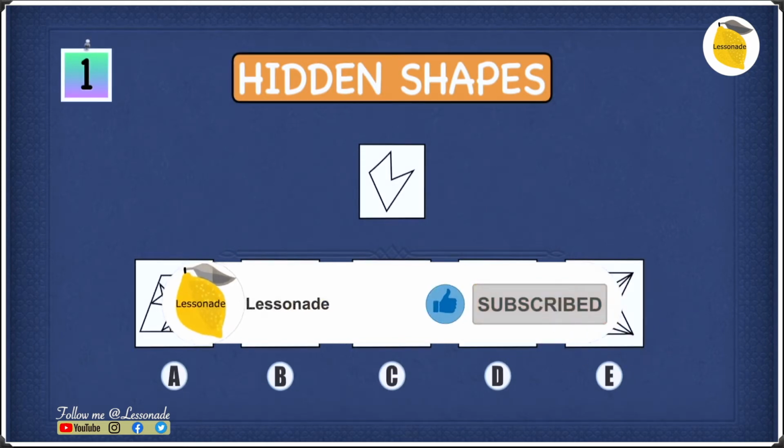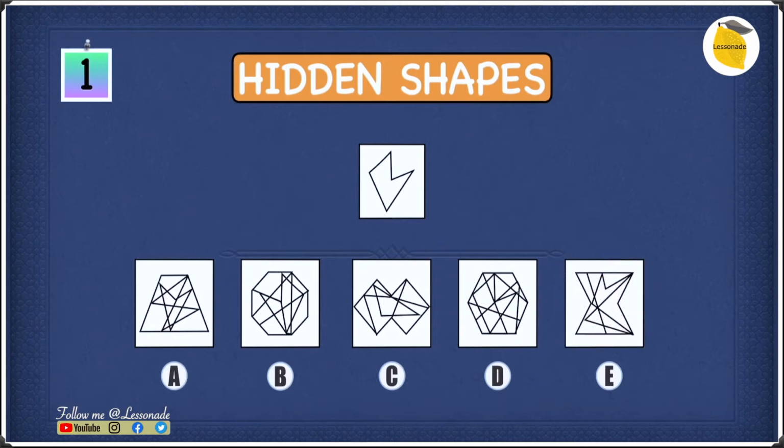Now let's have a look at this example. In this example, we have a shape, and this shape has been hidden in one of the options below. We need to find which one of these options has the hidden shape. Also, this shape can be rotated when it has been hidden, but it cannot be reflected. So if we do find an option in which this shape has been reflected, then we cross the option off.